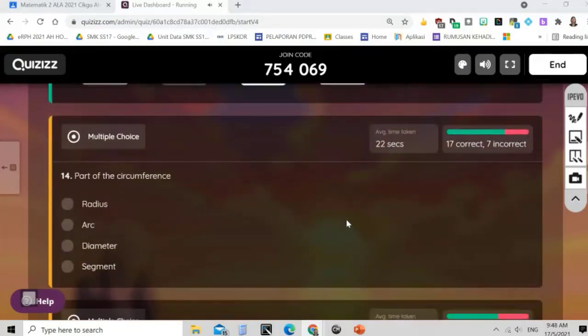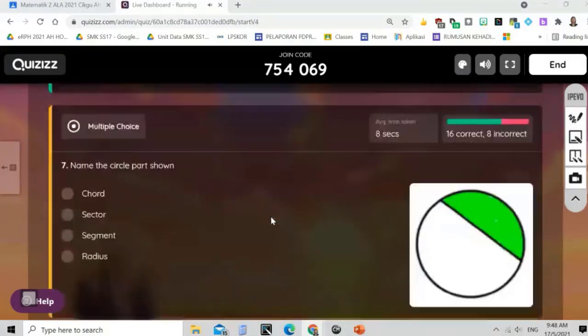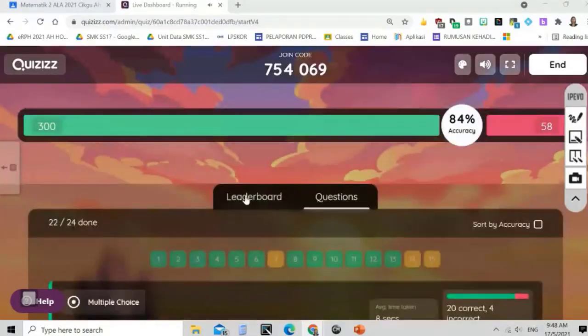Second last question: parts of the circumference. There are 7 students who chose the wrong answer. Last question: this one got 8 incorrect. The region enclosed by the coordinate arc. Okay, just the arc, what do you call it? Okay, that's 15 questions. For those who cannot enter the live quiz, when I discuss the answers, you all share and check. Okay, I'll go back to the main page and see who hasn't finished yet.